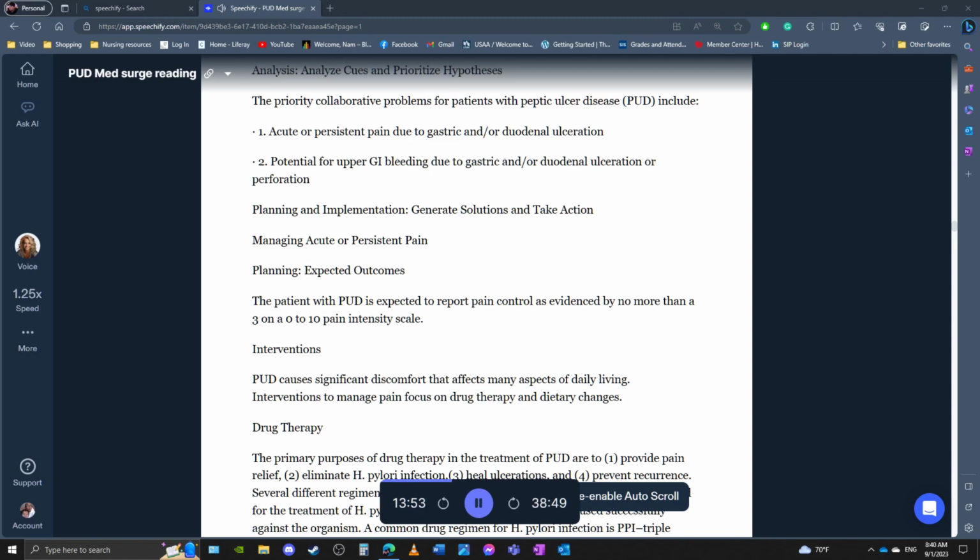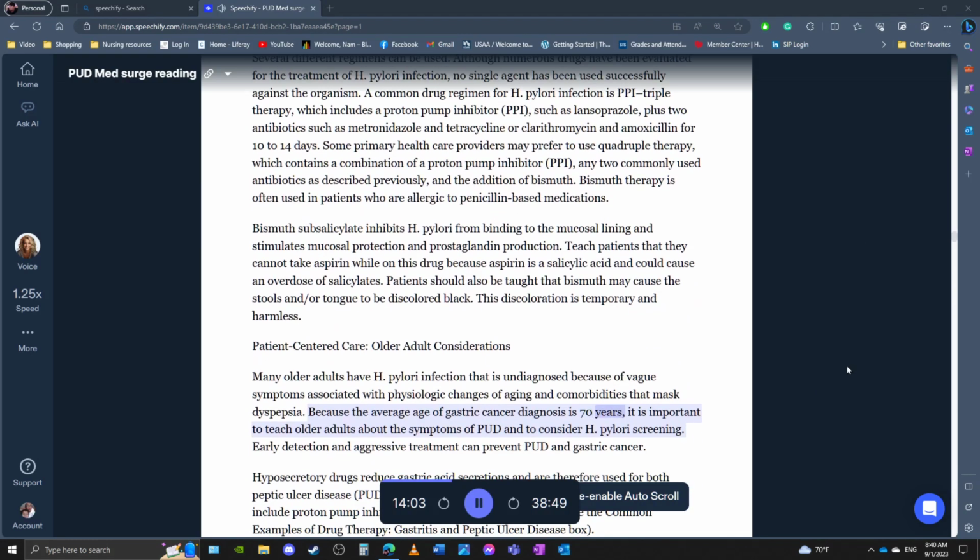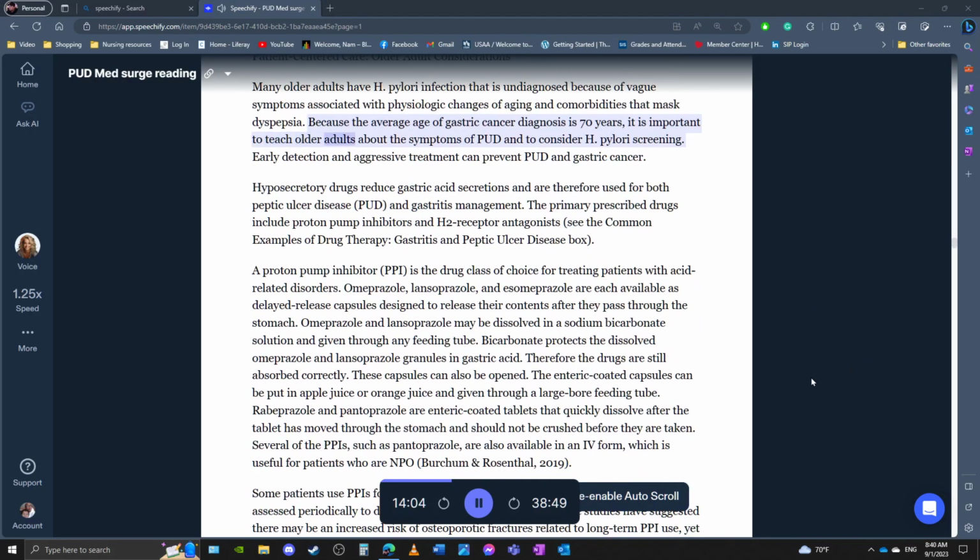Patient-centered care, older adult considerations. Many older adults have H. pylori infection that is undiagnosed because of vague symptoms associated with physiologic changes of aging and comorbidities that mask dyspepsia. Because the average age of gastric cancer diagnosis is 70 years, it is important to teach older adults about the symptoms of PUD and to consider H. pylori screening. Early detection and aggressive treatment can prevent PUD and gastric cancer.